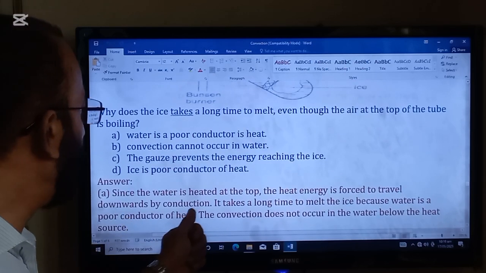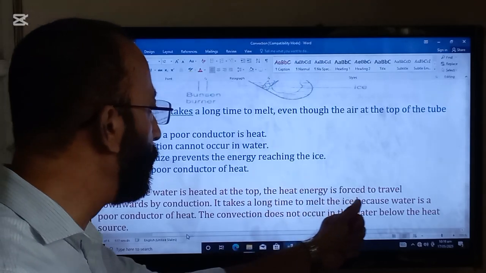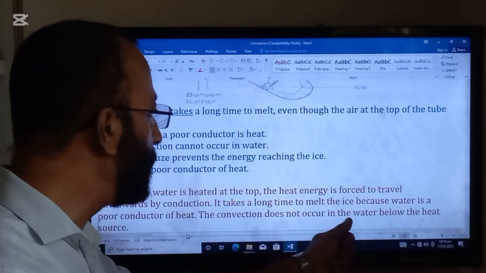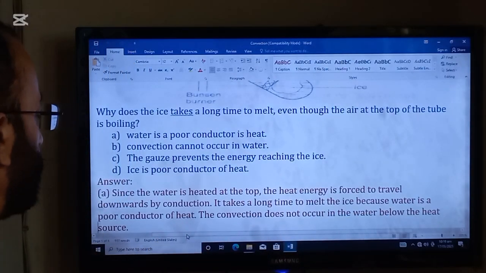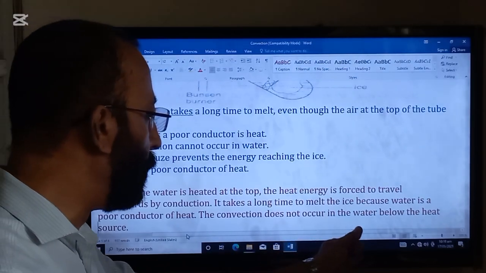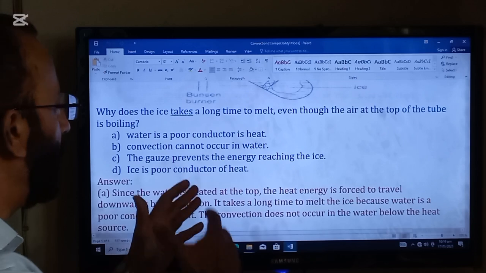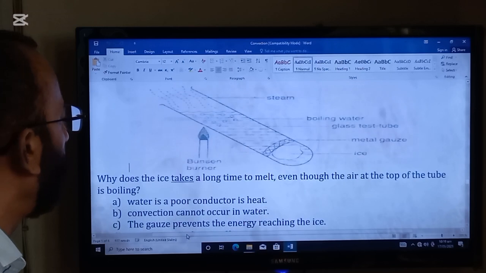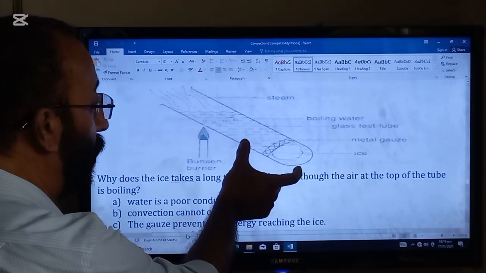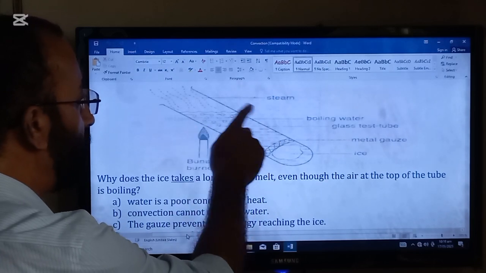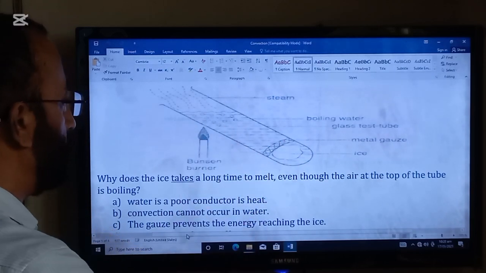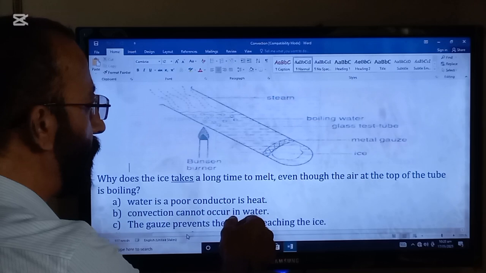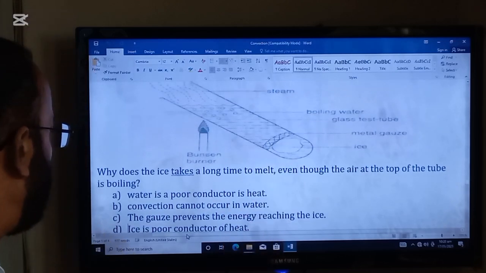The explanation is, since the water is heated at the top, the heat energy is forced to travel downward by conduction. It takes a long time to melt the ice because water is a poor conductor of heat. Convection does not occur in the water below the heat source because the water at the top of the tube is less dense now and the water below is more dense now. So convection current is very slow to take place inside the tube. The heat can pass to the ice only through conduction, and water being a poor conductor, the ice will take much more time to melt.